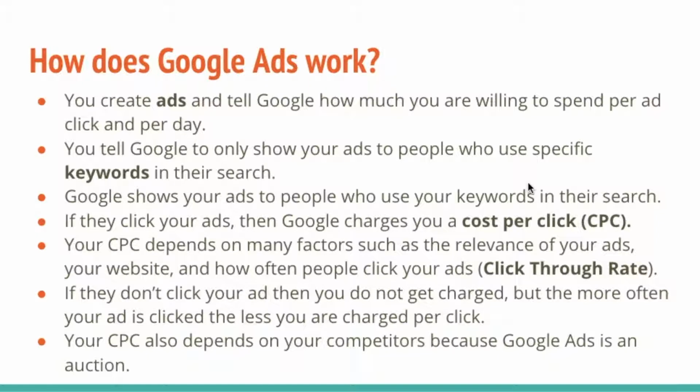Your CPC depends on many factors, including the relevance of your ads, the website that you send people to after they click your ad, and how often people click your ad, the click-through rate. All of that determines your quality score, as well as other factors. If your ad is not clicked, then you do not get charged, but then your quality score goes down, because that means your ad is not very relevant. Your cost per click also depends on your competitors, because Google Ads is an auction. It depends on who else is bidding on those keywords.